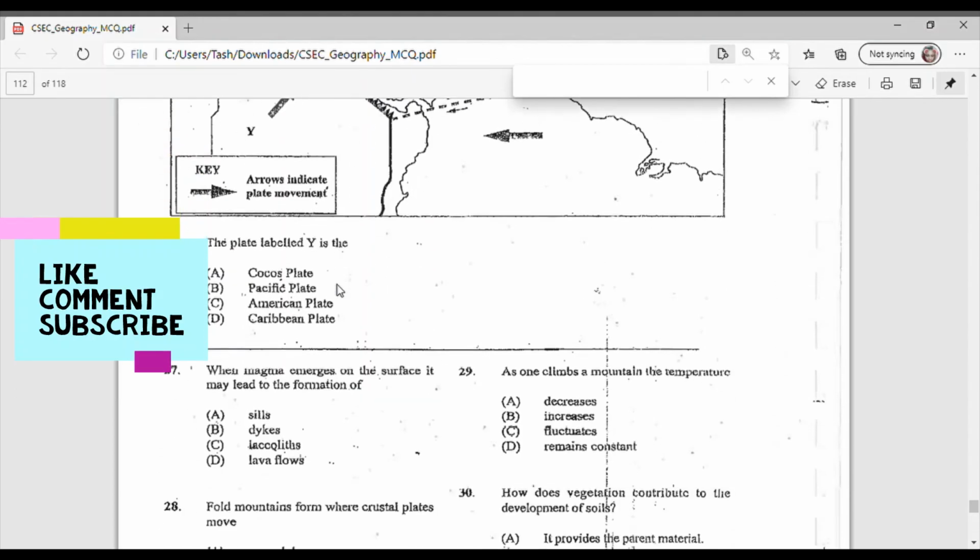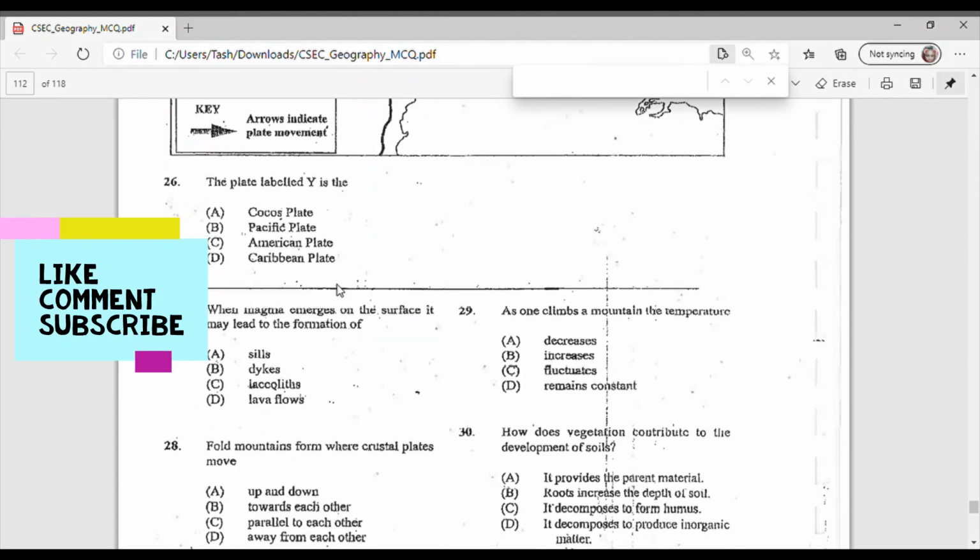For 27, when magma emerges on the surface, it may lead to the formation of sills, dikes, laccoliths, or lava flows. So sills, dikes, and laccoliths are all intrusive volcanic features, and the lava flow would have been the one that is extrusive. And the question said when magma emerges on the surface. So for 27, your answer would have been letter D.